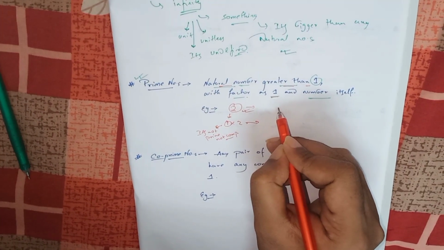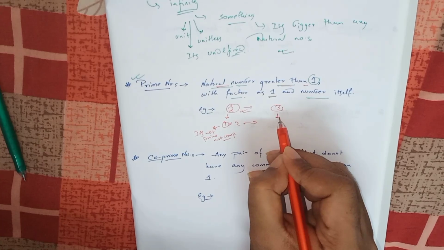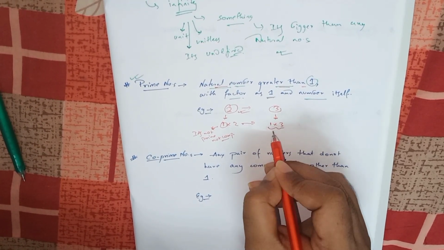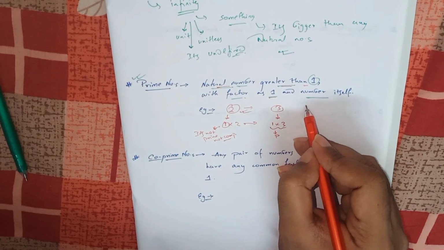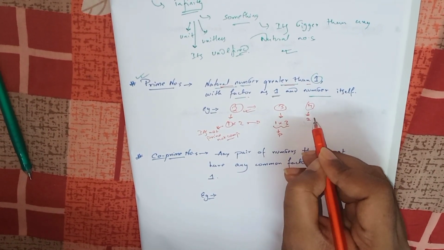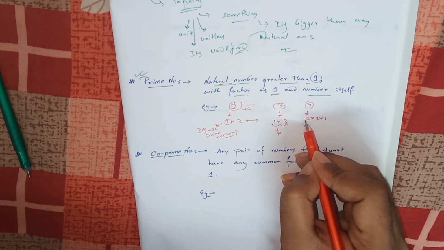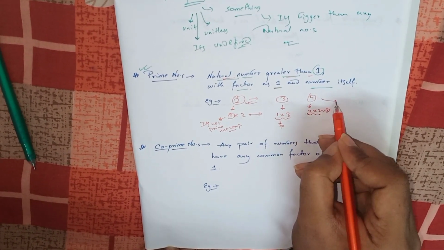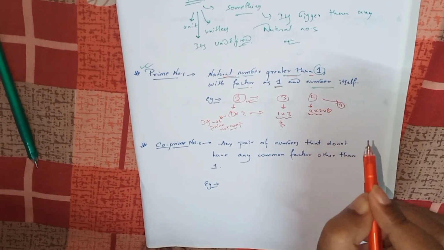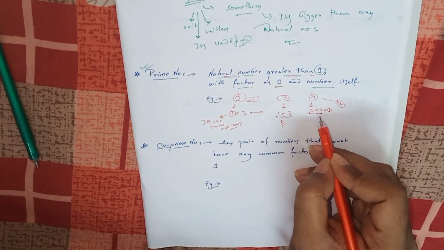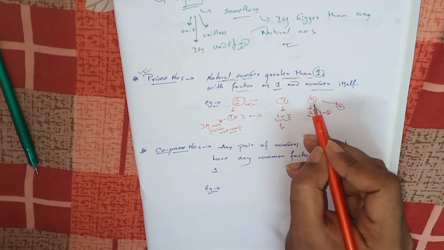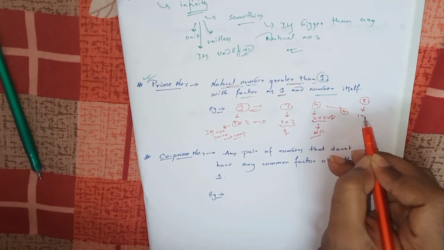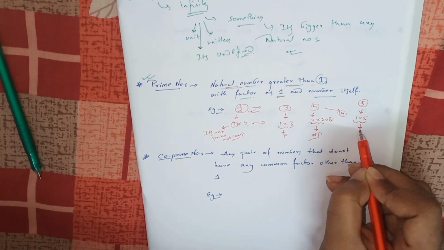Next example we will take as 3. There also it will be 1 into 3. By definition it is a prime number. Then if we take 4, it will be 2 into 2 into 1. So other than 1 there is a number 2 as a prime factor basically. So here 2 is coming as a prime factor for 4, so it is not a prime number. If you take 5, it will be 1 into 5. So by definition it is a prime number.